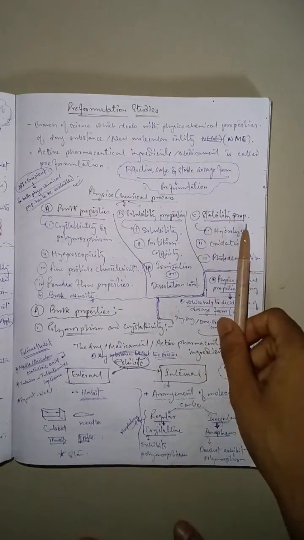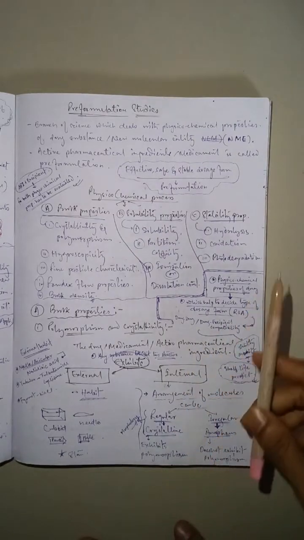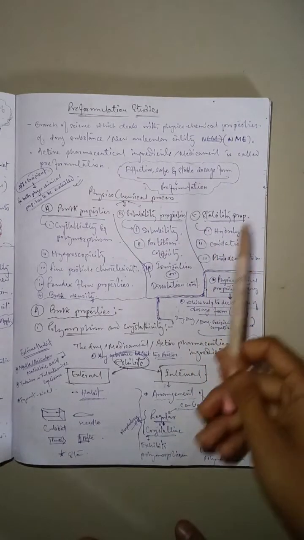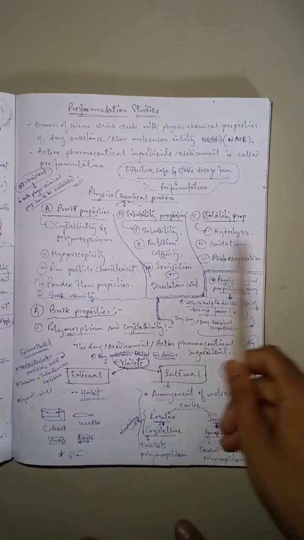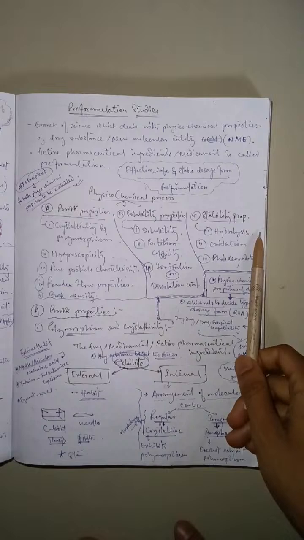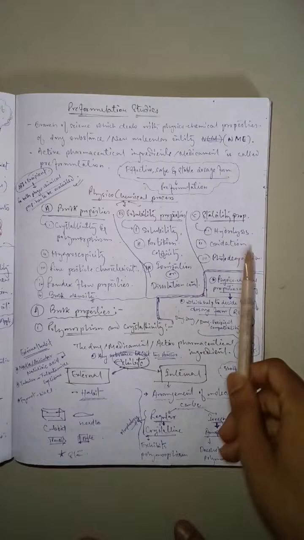So stability is a very important property which defines the shelf life, life cycle or expiry of a substance. Stability is defined by hydrolysis, oxidation, photodegradation. Hydrolysis means addition of hydrogen, removal of oxygen. Oxidation, addition of oxygen, removal of hydrogen.